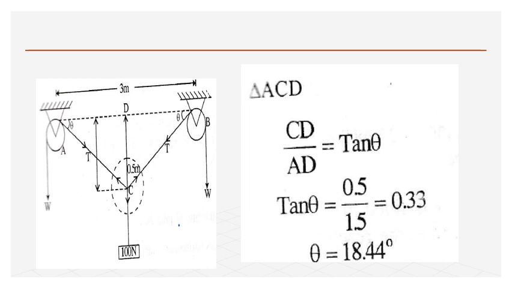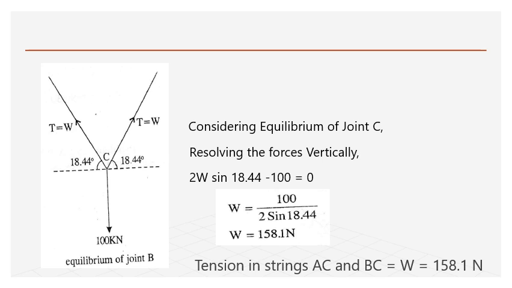If you consider triangle ACD from this diagram, we can find out the angle theta. Tan theta is opposite by adjacent, 0.5 by 1.5, so theta you get as 18.44. As you can see here, T is equal to W, because on the other side of the pulley it is attached to the weight W, so tension on either side of the pulley would be the same.